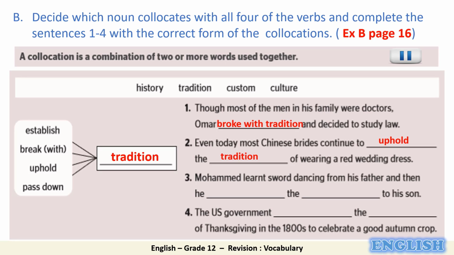Number 3. Muhammad learned sword dancing from his father, and then he passed down the tradition to his son. When you teach the tradition from one generation to another, or you transfer it from one generation to another, it means to pass it down. Very good. The last sentence. The US government established the tradition of Thanksgiving in the 1800s to celebrate a good autumn crop. Established means started this tradition. Excellent.